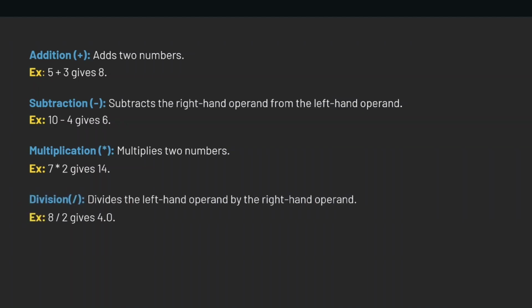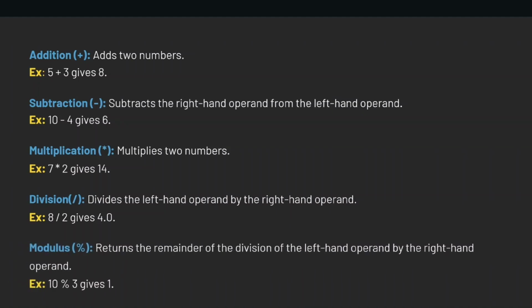Next is division. The division operator divides the first number by the second. In this example, 8 is divided by 2, which gives 4.0. In every programming language, division is usually written as a floating point number. That's why here after 4 a .0 is also given.